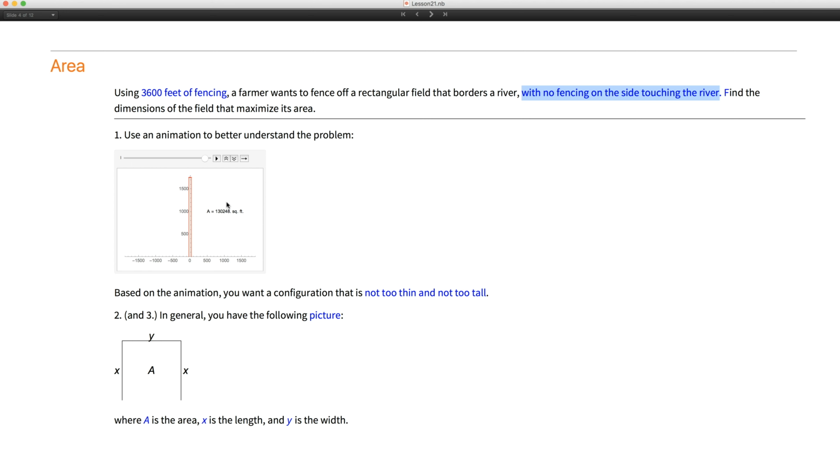Now the first step, let's do an animation. So here's the area for particular values of x and y. Let's begin by starting all the way to the left over here, and let's play the animation. You see over here that initially the area increases and then it starts to drop. In other words, your configuration can neither be too thin nor can it be too tall. And in fact, here's a picture you have of the problem. You have the area over here depending upon x and y, the length and the width of the field.